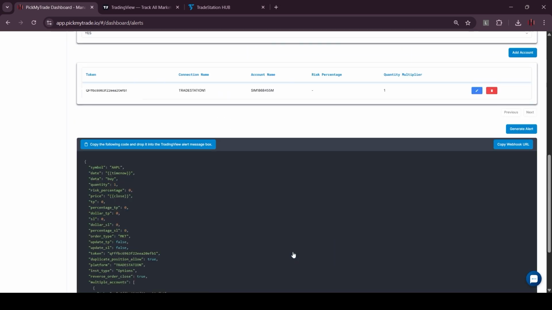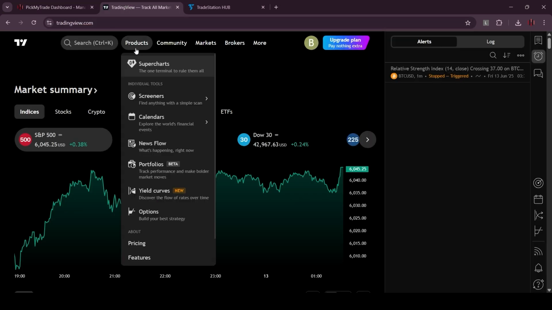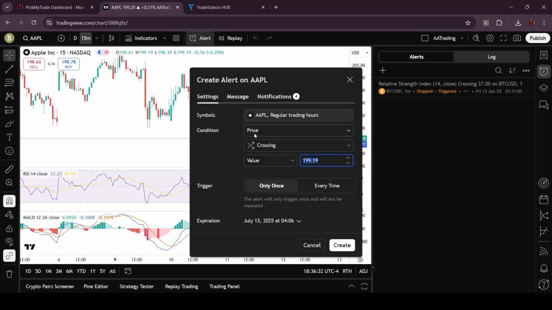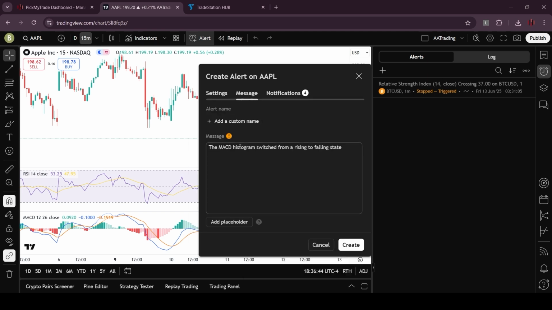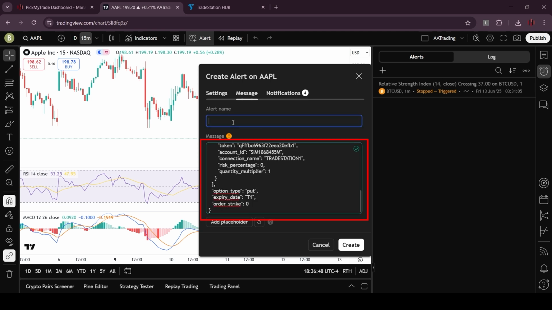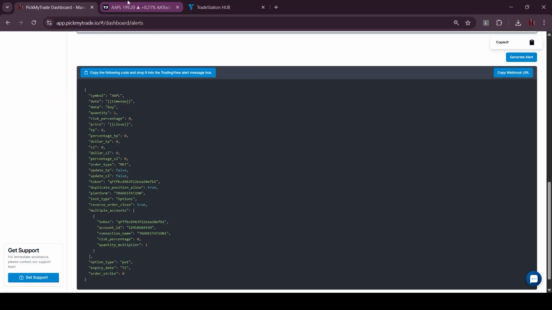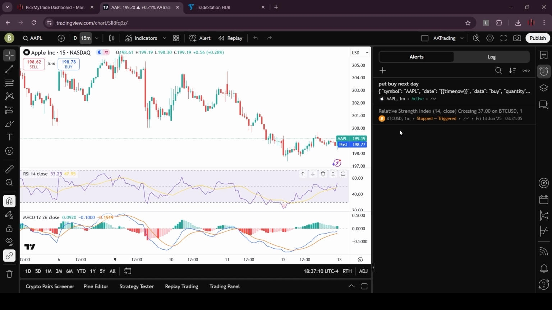Here we are taking the example of Apple. Now, copy this JSON, then go to TradingView. Here we have the Apple chart, then we will go to the Alerts tab. Under Conditions, I am going to create an alert for MACD. The interval will be 1 minute. Then go to the message box, clear everything from here, and paste the copied JSON here. You can also set a custom name, as I have placed here, buy next day. Then, under Notification, copy the webhook URL from here, and paste it here. Then click on Create. So here the buy alert is generated.